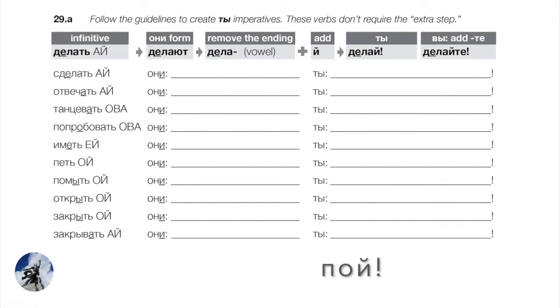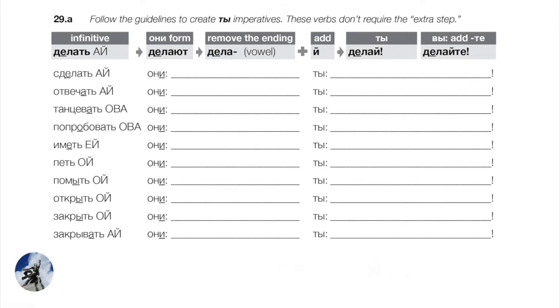So пой. Now we can already formulate a rule for ой verbs. Their imperatives are going to end in ой. So without even thinking further, we could go through the next several examples. To tell someone to wash, помыть, that would be помой. To tell someone open, открой. To close would be закрой. Could you make the вы imperatives for those? Помойте, откройте, закройте. Again, simply adding the те.